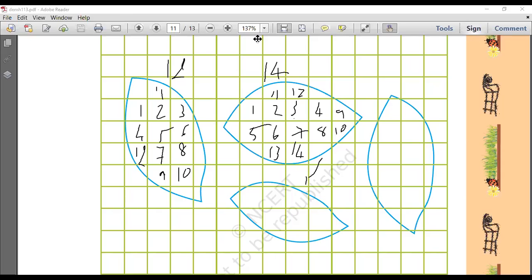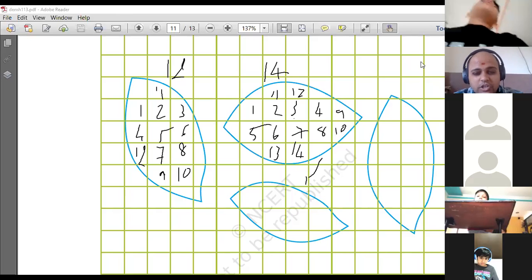Same way you can do it for the rest of them also, right? And this may change for one person to another. Okay, this may change for one person to another. I'll explain this one later on also.